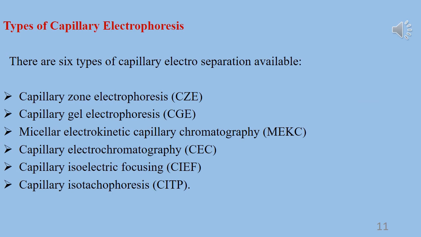Types of capillary electrophoresis. There are 6 types of capillary electrophoresis. First, capillary zone electrophoresis. Second, capillary gel electrophoresis. Third, micellar electrokinetic capillary chromatography. Fourth, capillary electrochromatography. Fifth, capillary isoelectric focusing. And lastly, capillary isotachophoresis.